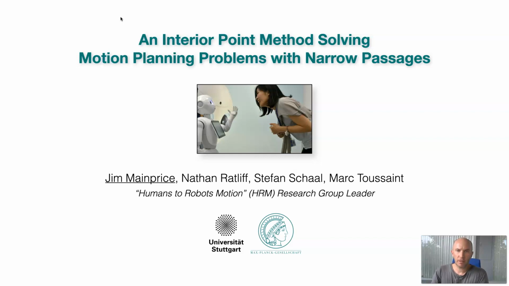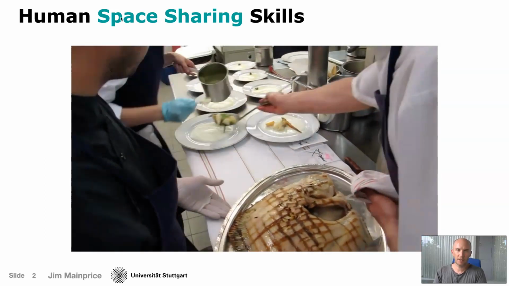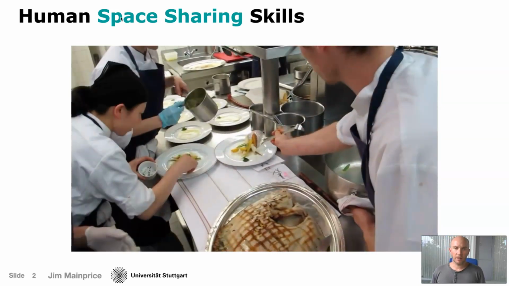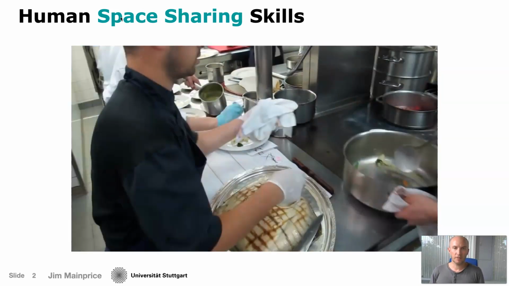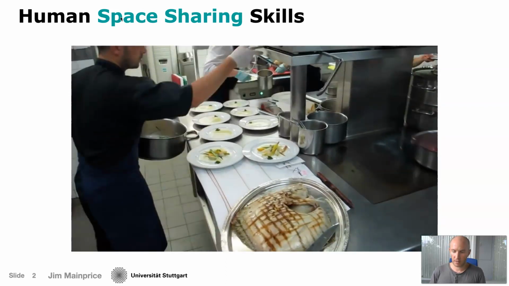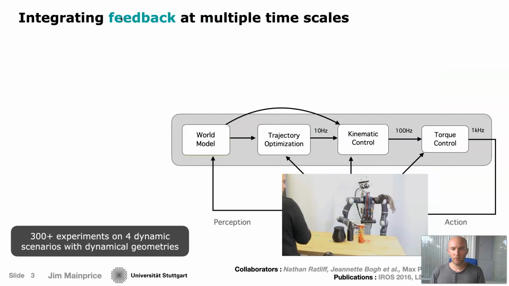I'm going to talk about how we can use numerical optimization to solve motion planning problems with narrow passages. If we look at how humans share space, especially in dynamic situations, we can see that they handle changes in geometry at a very high rate while remaining somewhat optimal in the way they move. And we tried to formalize this idea in a robotics framework about 2 years ago.